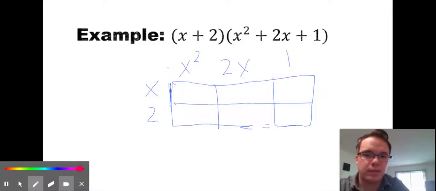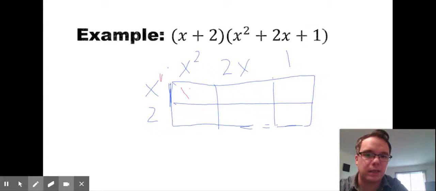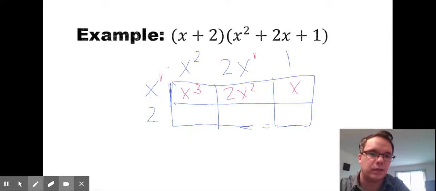So let's multiply our side of our box by our top of our box. So we're going to take x to the first, remember there's a 1 there, times x squared. So that gets us x cubed, because 1 plus 2 is 3. And we have 2x, and again there's a hidden 1 there, times x. So we're going to have 2, and we're going to have x, and then we add our exponents. So 1 plus 1 is 2. So 2x squared. Then we have x times 1, which is just x to the first, or x. 2 times x squared is 2x squared. 2 times 2 is 4x. And 2 times 1 is 2.